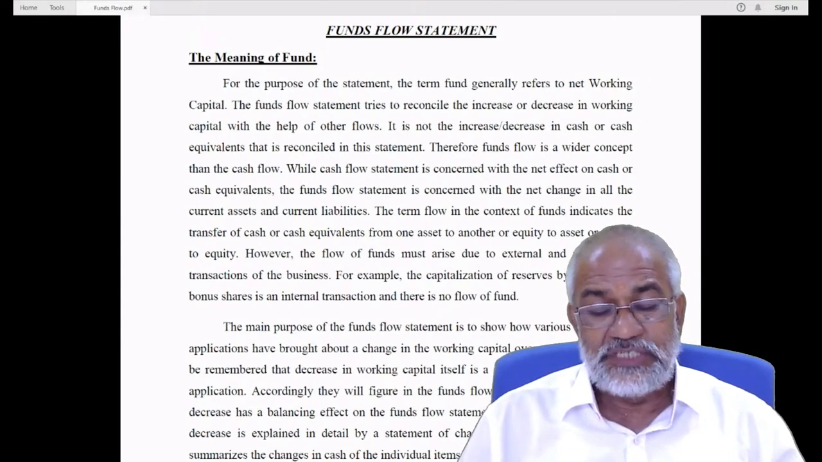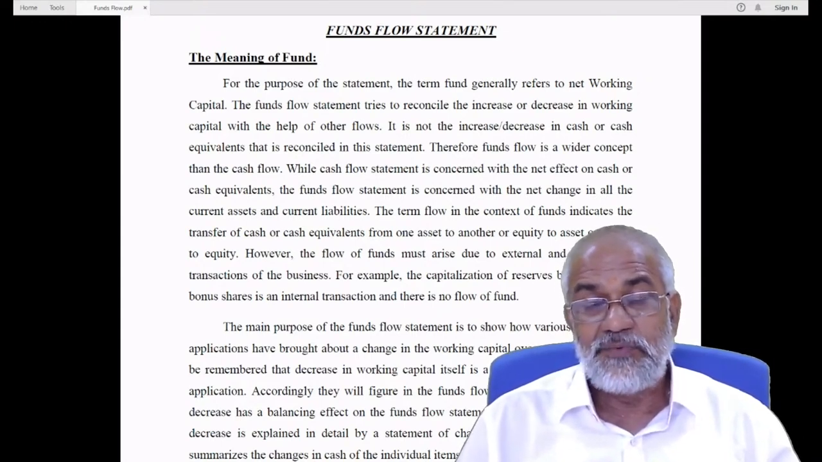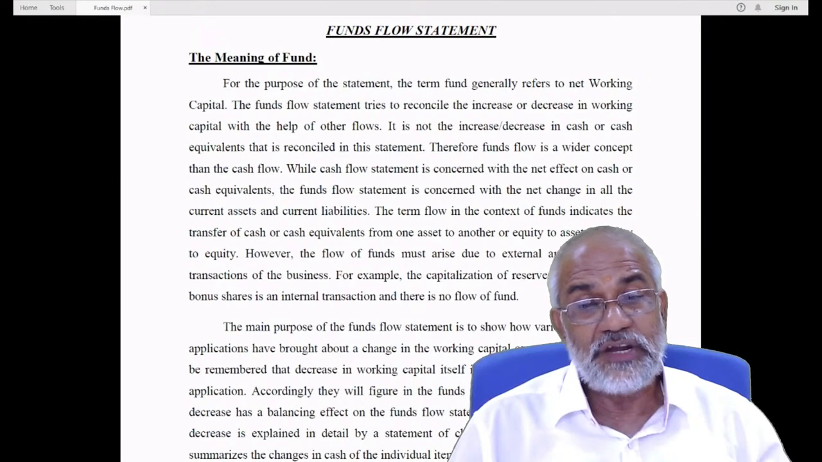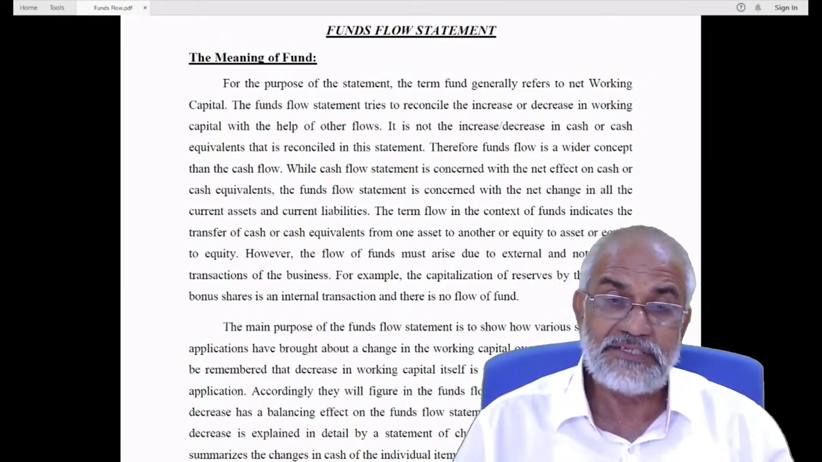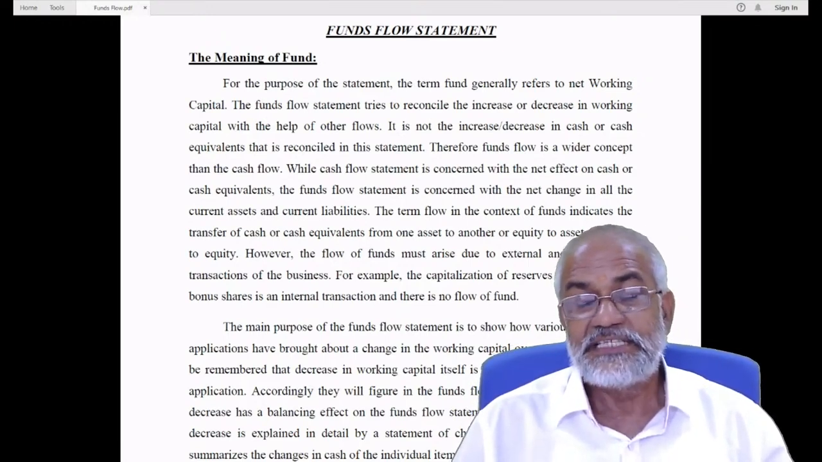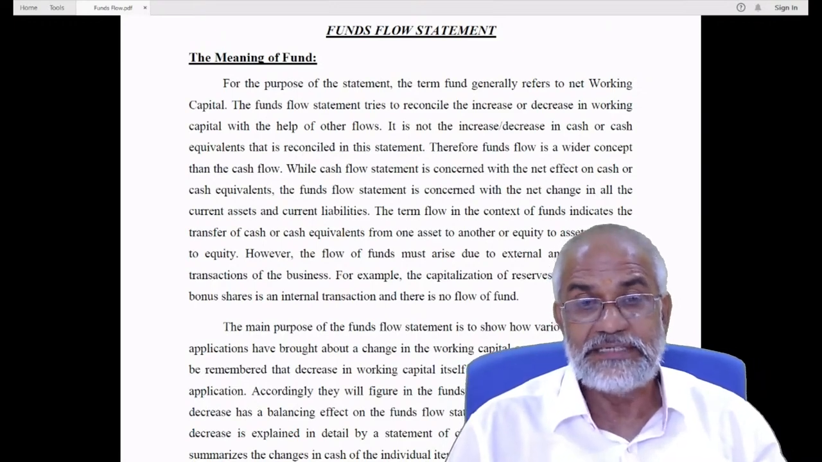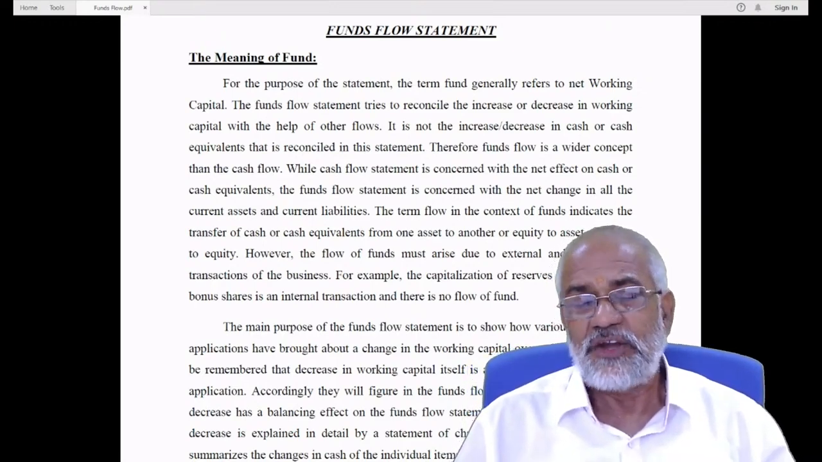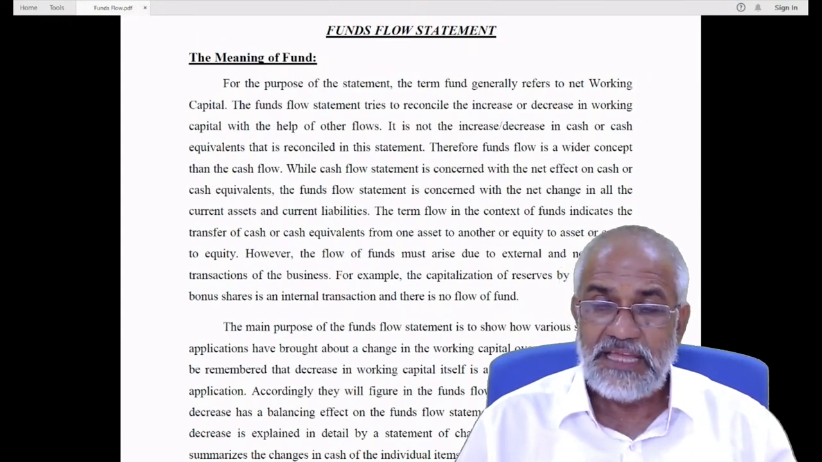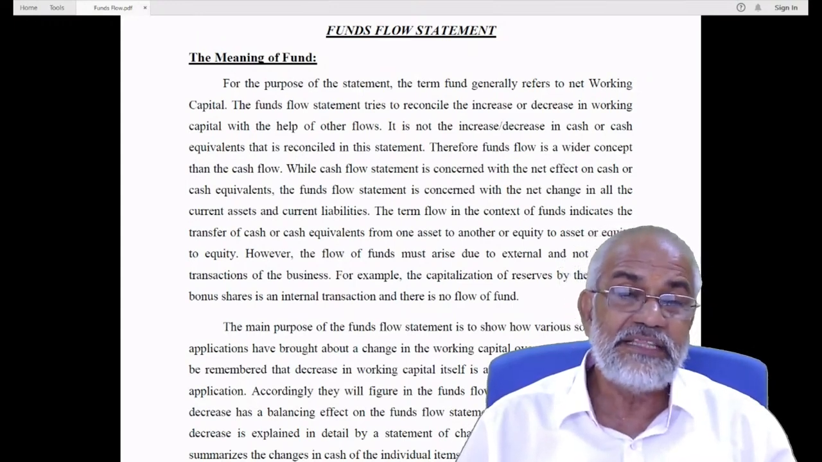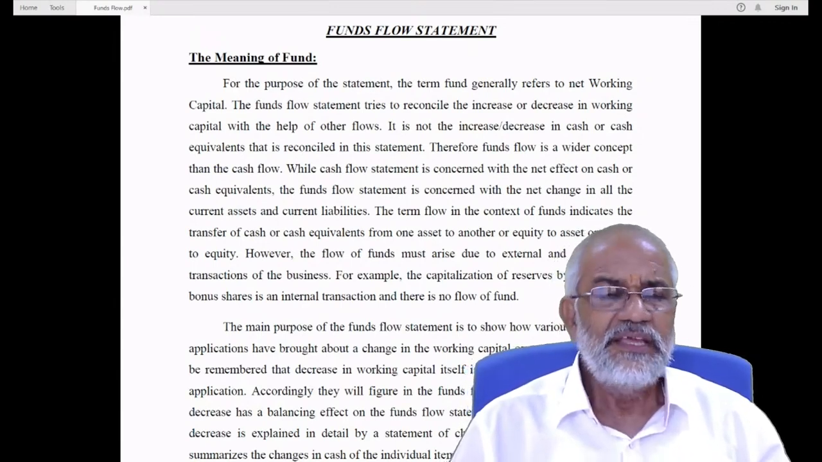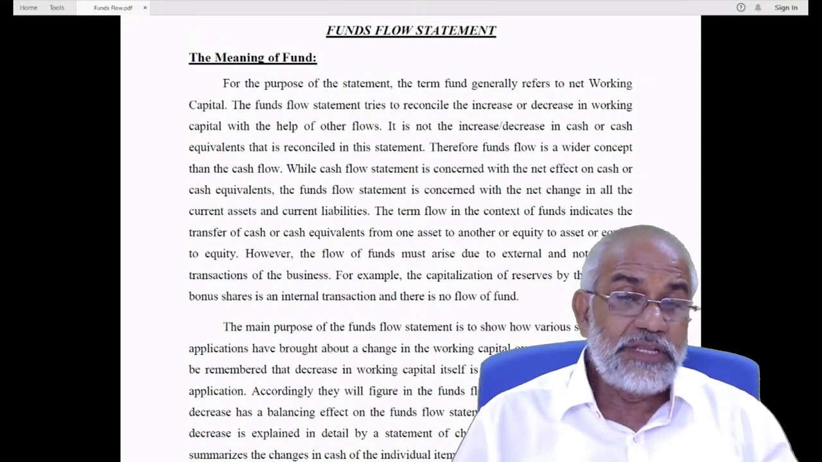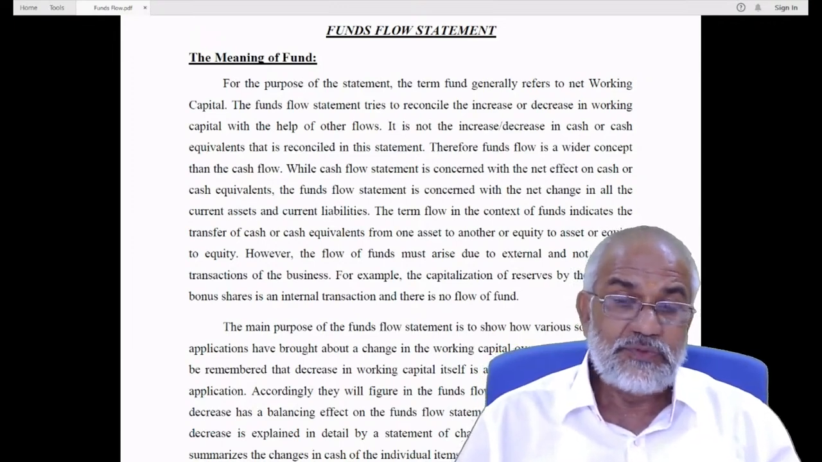And any asset which is not a current asset, for the purpose of funds flow and cash flow, is to be treated as a non-current asset only. No fixed asset, no fictitious asset, no movable asset, no immovable asset, nothing of that sort, just current or non-current. Similar is the case of liabilities. The liabilities are to be segregated as current liability, and if it is not a current liability, then all other liabilities are to be treated as non-current liability. So that has to be thoroughly remembered in the case of funds flow and cash flow statement.